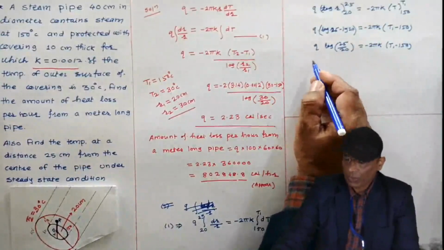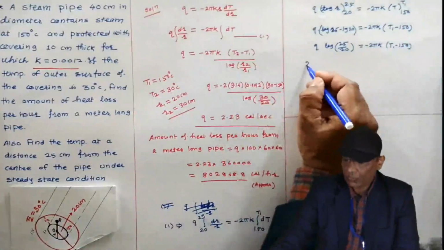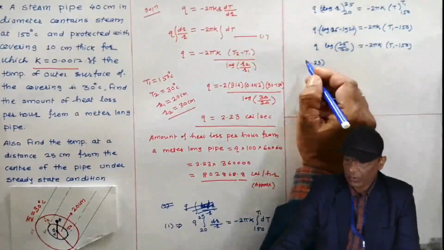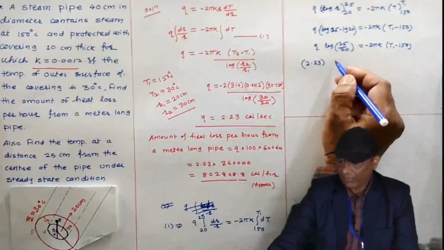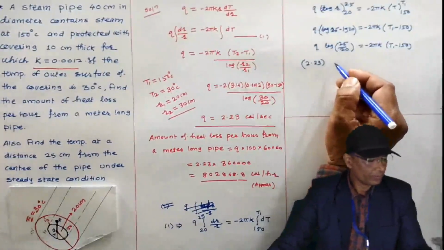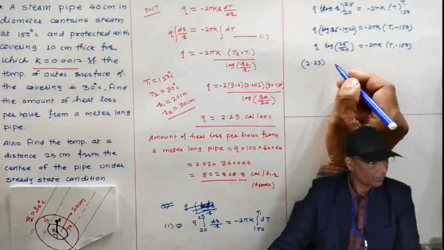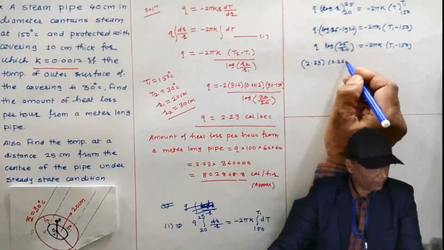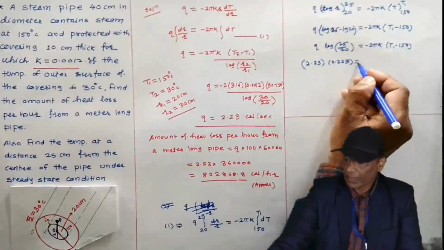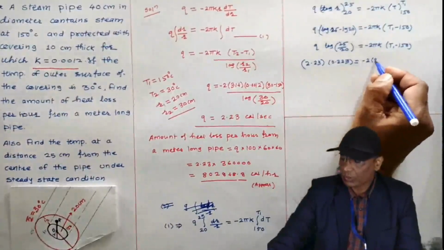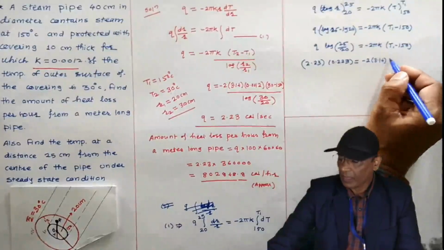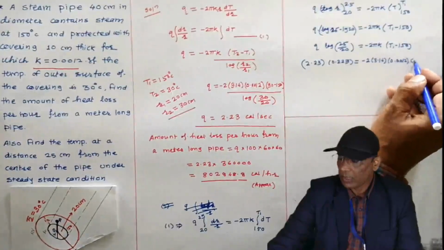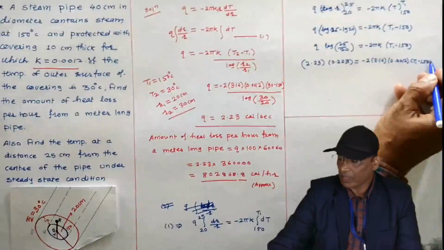This value of Q is 2.23, because we are doing this calculation for calorie per second. So 2.23 and log of 25 by 20 is 0.223. This equals minus 2, pi is 3.14, and the value of k is 0.0012, and T1 minus 150 we have to keep as it is.